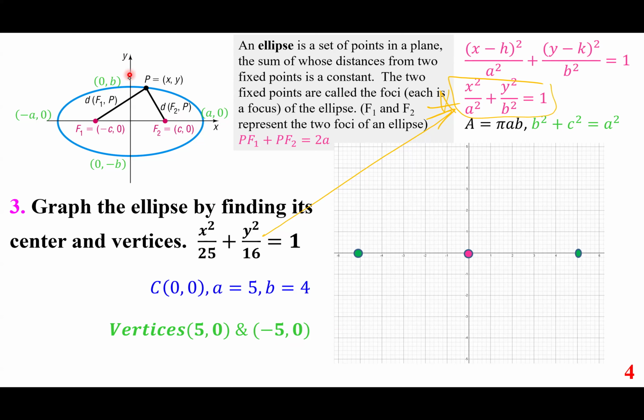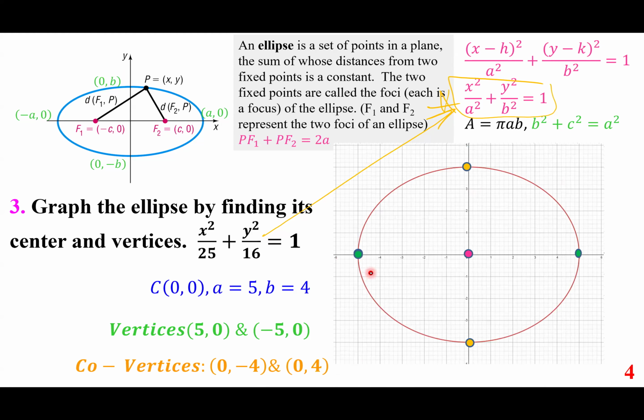So wherever it's elongated. Now, you go back to the center, b units up and down, those are called co-vertices. 0, negative 4, 0, 4. And now you put them together. And that's the graph. Again, if it's elongated this way, those are the vertices, and those are co-vertices. If it's elongated along the y-axis, they become the vertices, okay?